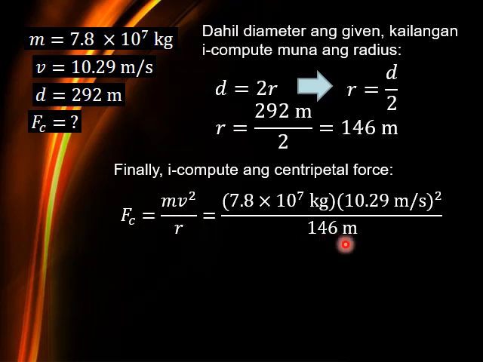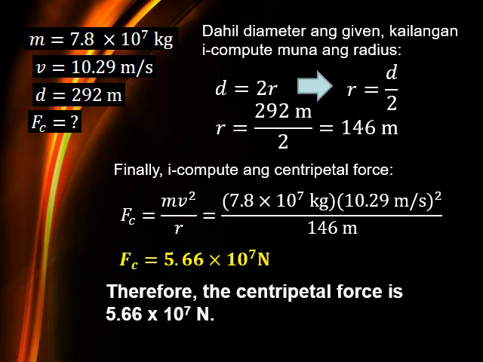divided by 146 meters. So, careful kayo sa paggamit ng calculator nyo dito. So, make sure na i-multiply nyo muna itong dalawa and then press equals bago nyo siya i-divide sa 146. Kasi or else magkakamali kayo ng sagot. Okay, so the final answer is 5.66 times 10 to the 7th newtons.